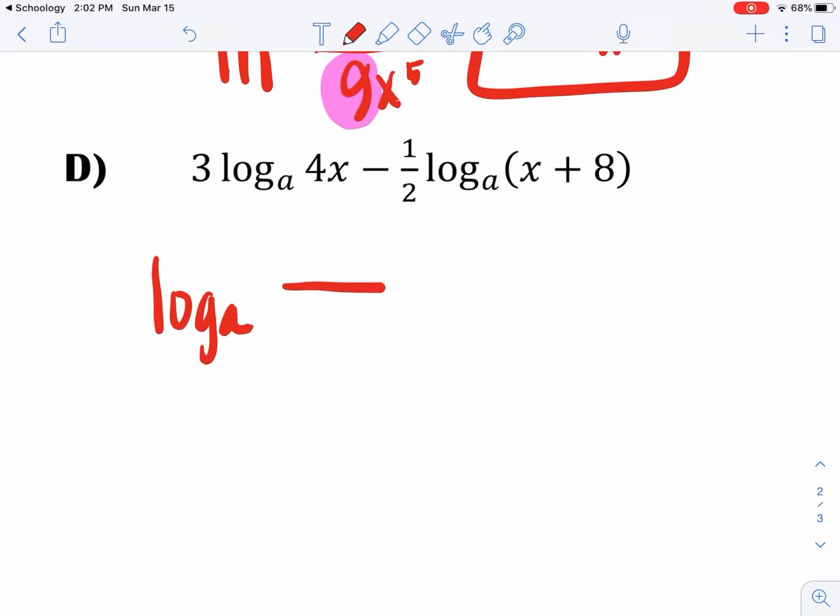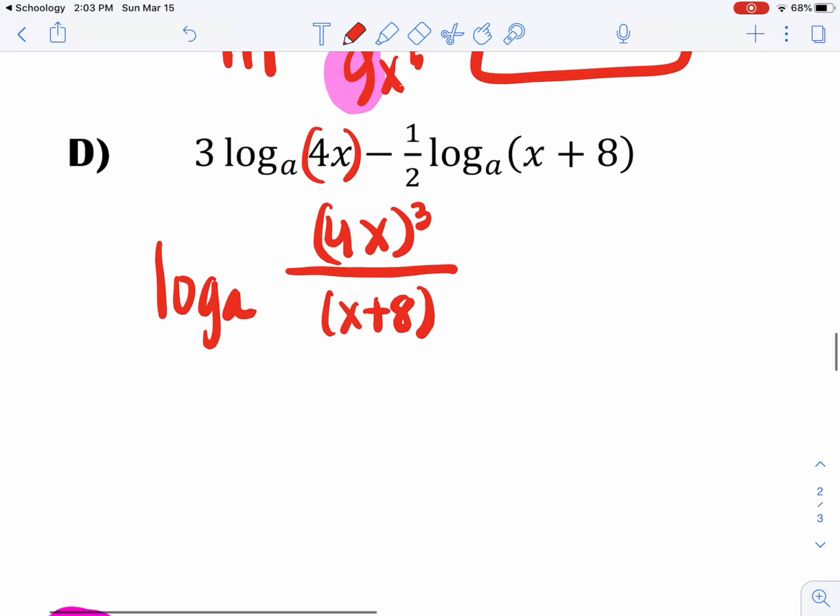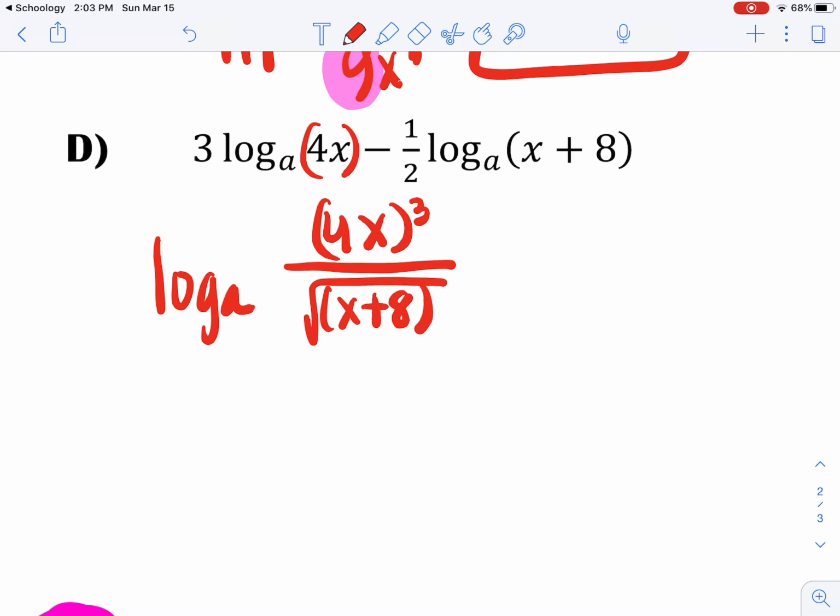You should have log base a of 4x. This whole thing is to the third power. Realize this logarithm wasn't completely split up. Then I have in my denominator x plus 8 to the 1/2 power. Now you can put 1/2 power or you can do square root.